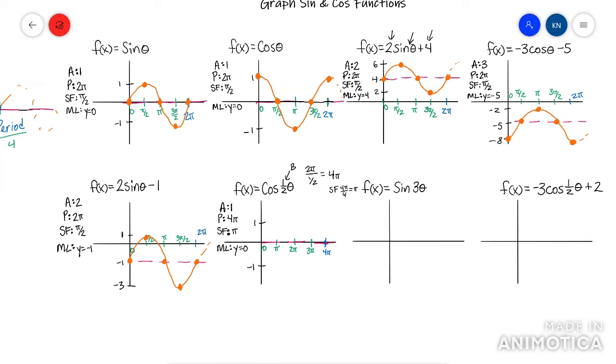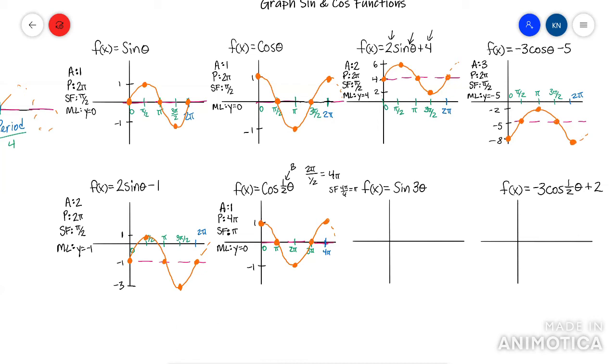And now I can just graph the positive cosine function, which starts high, hits mid, goes low, hits mid, and goes high. So it would look like this. And then it would repeat. All right, we're getting there.